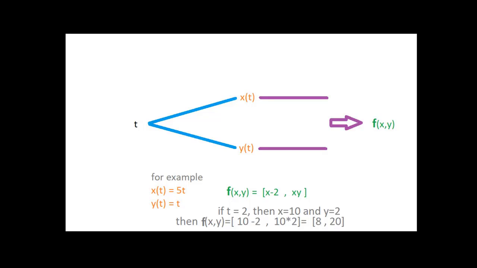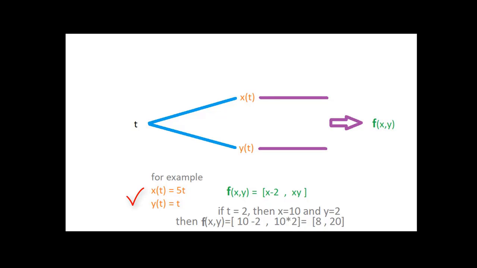So here's an example where we have t. We can put in t, and both x and y will depend on t. So you can see that x is a function of t, and y is also a function of t. For example, x might be 5t, so this function x of t is 5t, and y might be just t. And so if we put in t equals 2, then x will become 5 times 2, and y will become 2. So we will get x equals 5 times 2, which is 10, and y equals just 2.